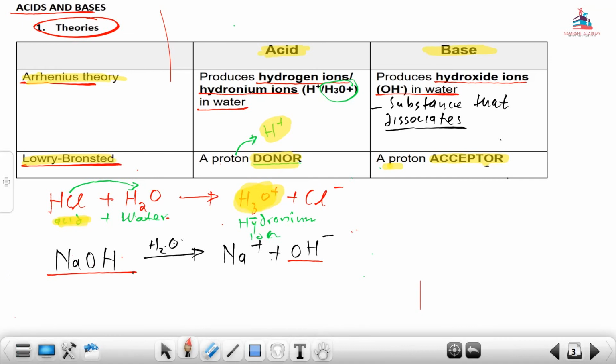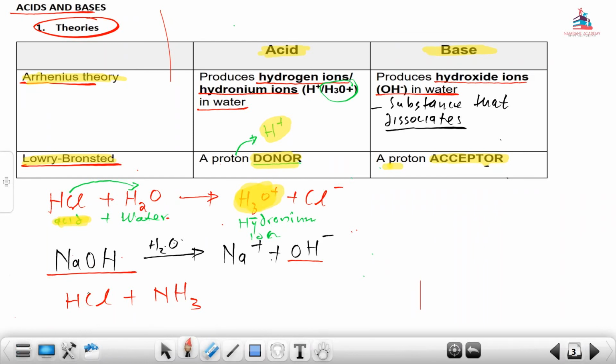But when it comes now to Lowry-Bronsted, it says it must be a substance that is going to accept a proton. So if it's a substance that is going to accept a proton, let me take a base and an acid that we normally know. I'm going to take HCl and react it with a base, which is NH3. So what is it that is going to happen?